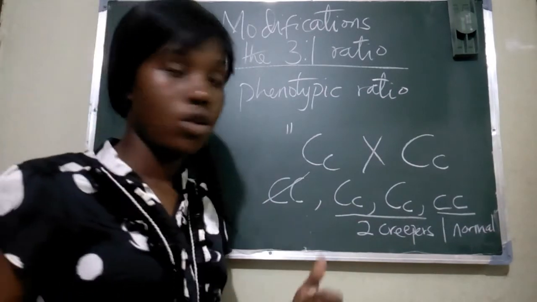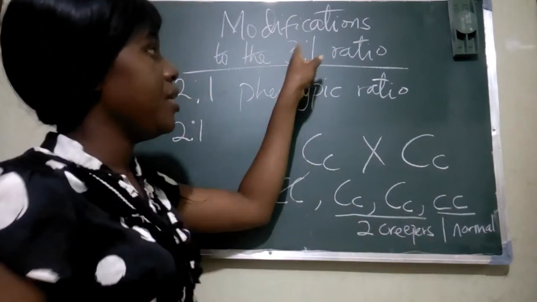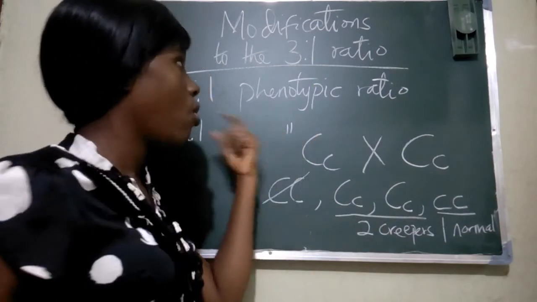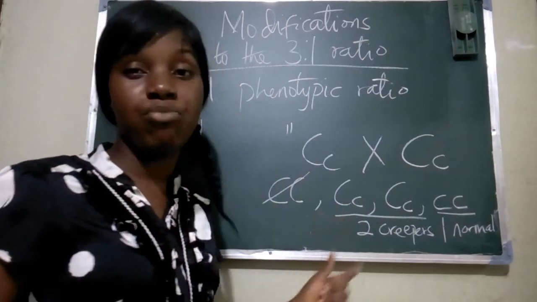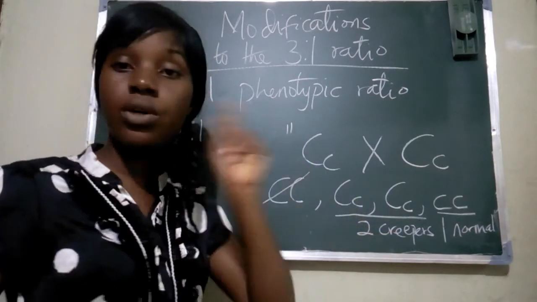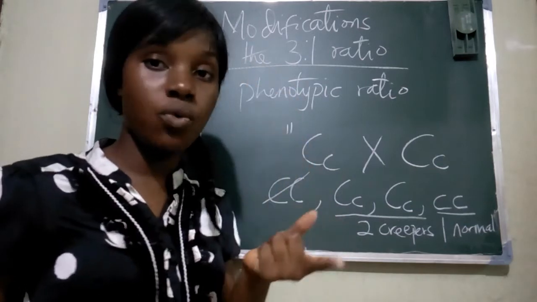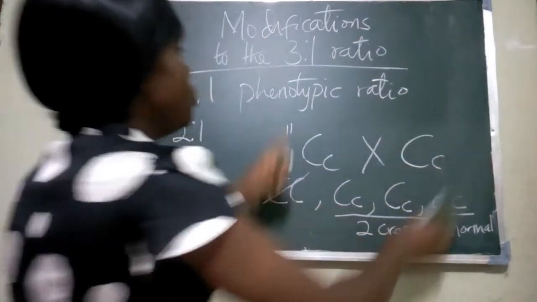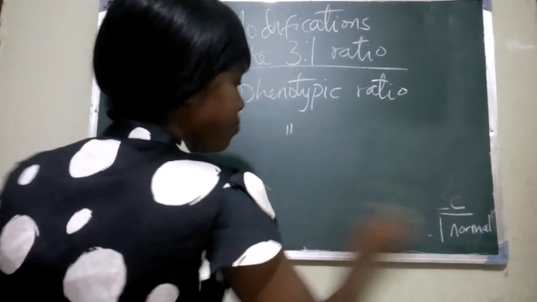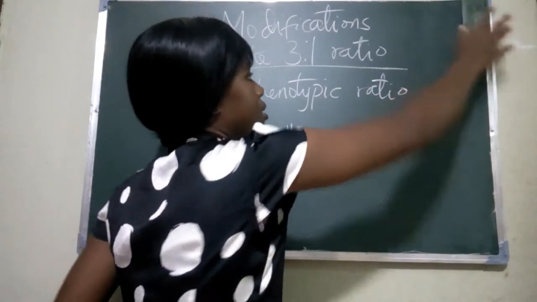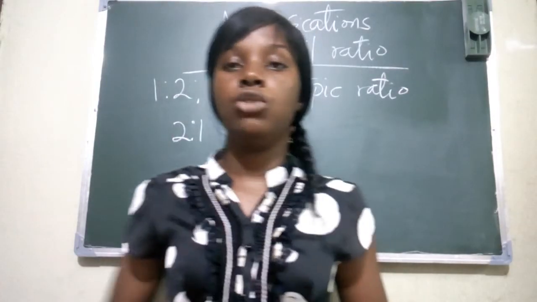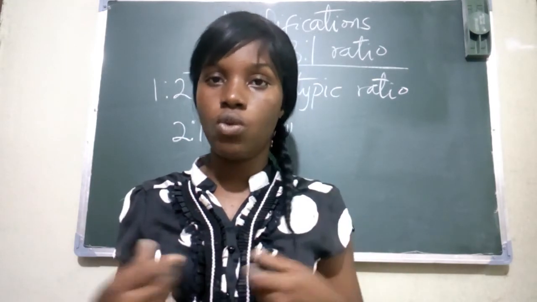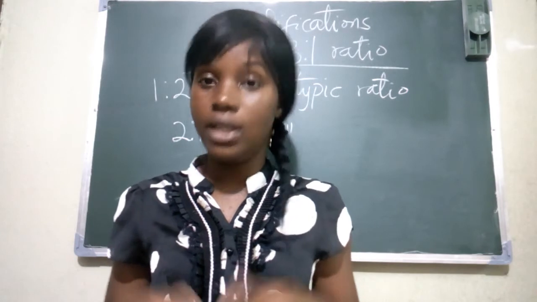Remember this 3:1 ratio is in monohybrids. So all this is happening in a monohybrid cross, where we are considering only one trait, alternative forms of only one trait. So these are the modifications to the 3:1 phenotypic ratio. I hope that in the course of this class you've learned at least what causes modifications in the 3:1 ratio, and you'll be able to teach someone if the need arises.